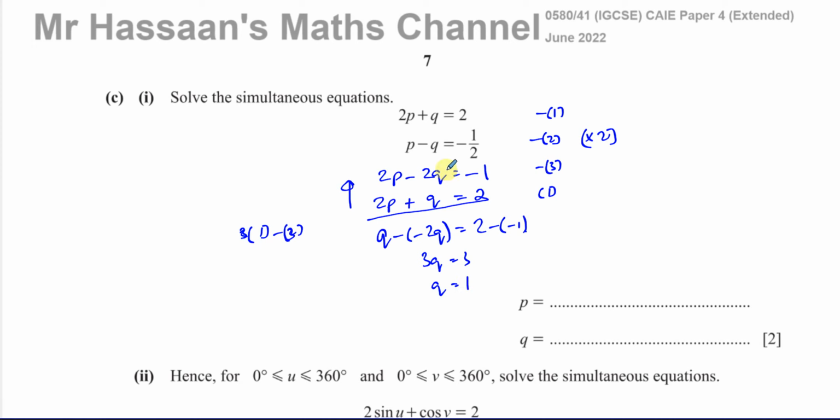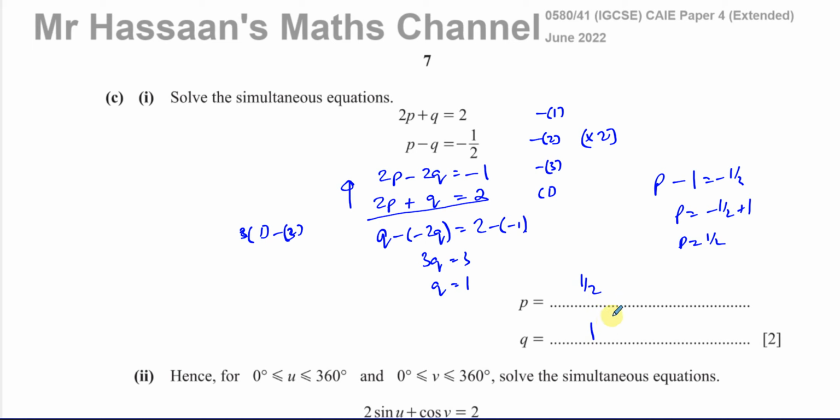In which case, if we look for p, p minus 1 equals minus a half. So p is going to be minus a half plus 1. So p equals a half. So if p equals a half and q equals 1, those are the two solutions to this pair of equations.